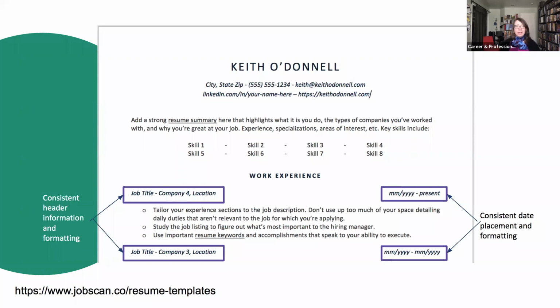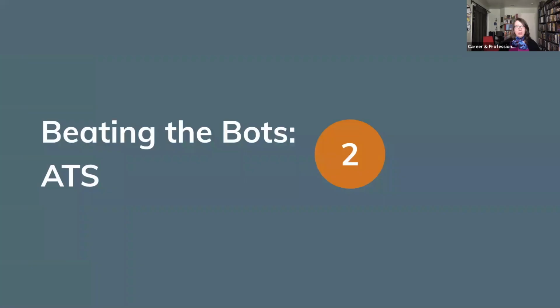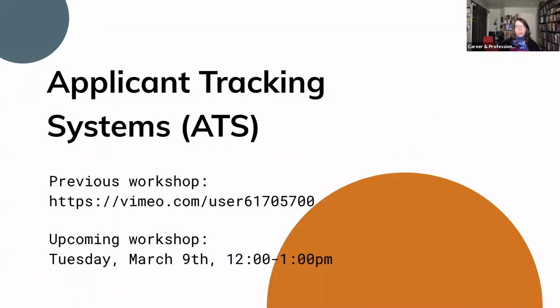All right, so that's the basics. Now we're going to talk about beating the bots, ATS. What is ATS? Well, ATS is an applicant tracking system. And this is software that filters resumes to make it easier for hiring departments to sort through hundreds of applications, often when they have multiple positions posted at once. The first level of filtering is done by the software before a human being even sees it.